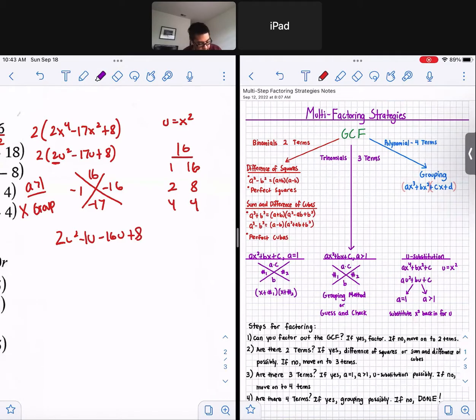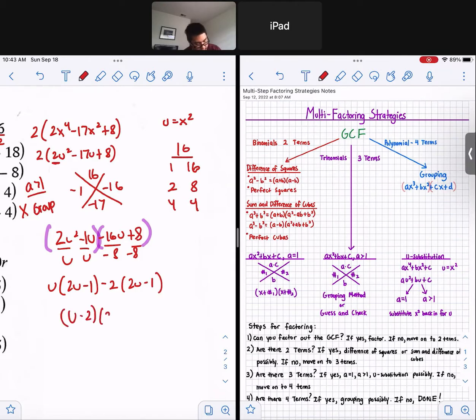and we group. We can factor out a u from those, and we can factor out a negative 2 from both. Negative because there's a negative in the front. 2u minus 1, 2u minus, wait a second, not a 2, it's an 8. So we got u minus 8 times 2u minus 1. Don't forget the 2 that we factored at the beginning.